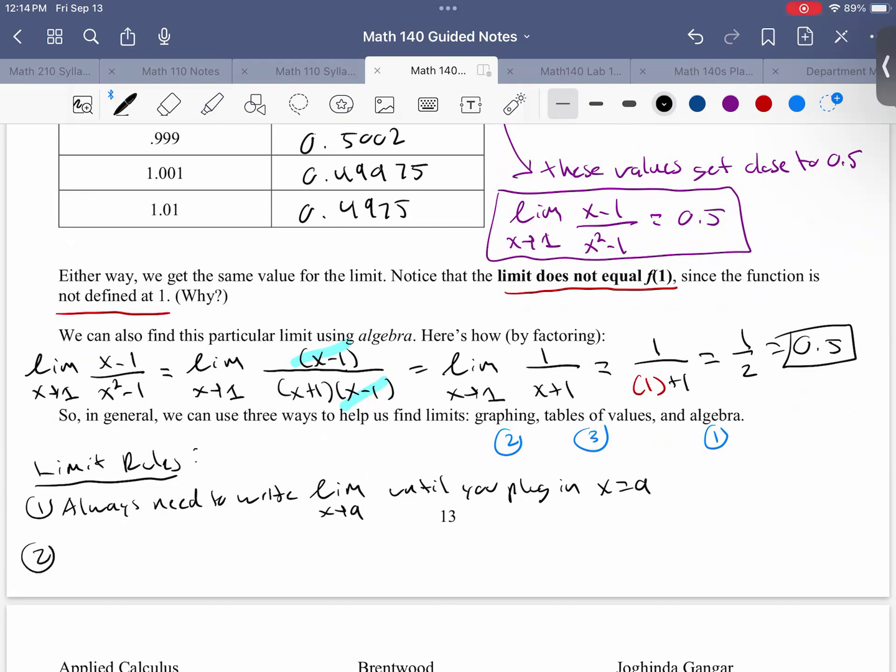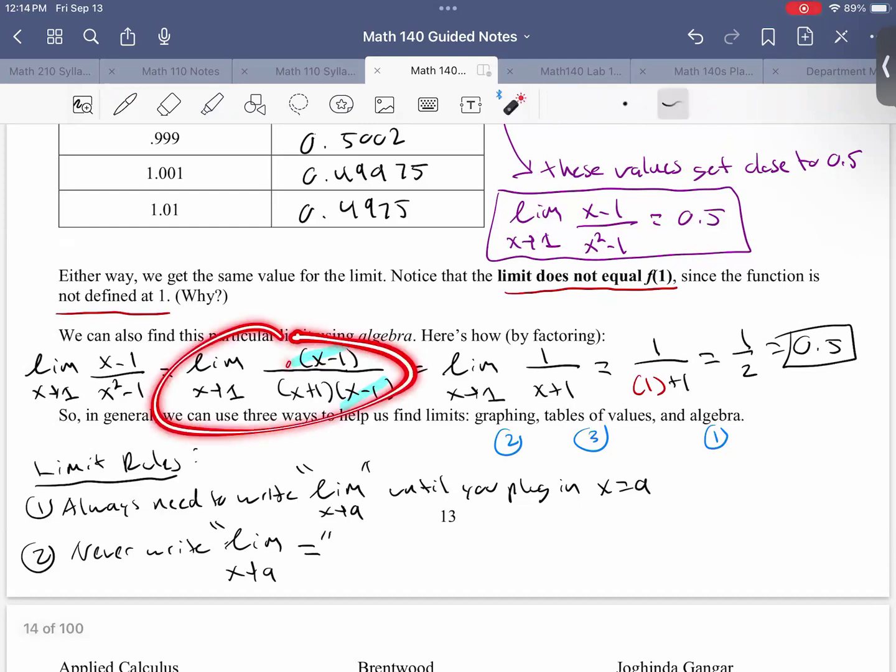Second thing, never write limit as x goes to a equals whatever you're working with. That's another thing you can't do. It's mathematically not correct. The limit is always attached to whatever you're working with. So I can't write limit equals that, right? That's just not correct. So always need to write that. Those are the two main limit rules. In your work, you might make a mistake like these, and I'll make a note of it. But mathematically, it's just not correct.